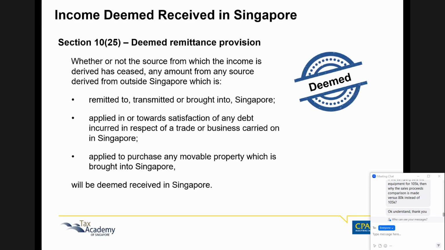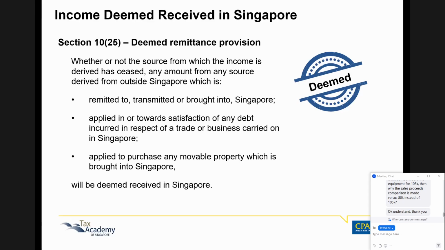So for the example, if the income is remitted, no issue, right? It's brought into Singapore. Let's say the company has a bank account in Singapore and it is remitted back to the Singapore bank account, or let's say the cheque is actually brought back to Singapore, that is considered as remitted.